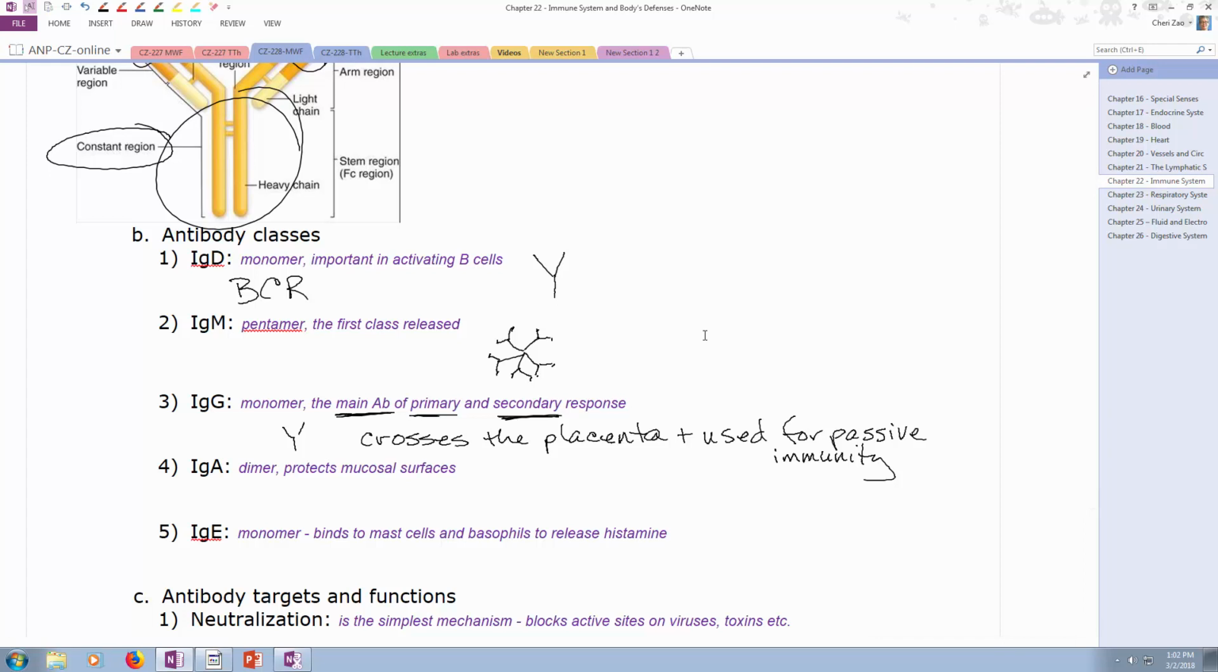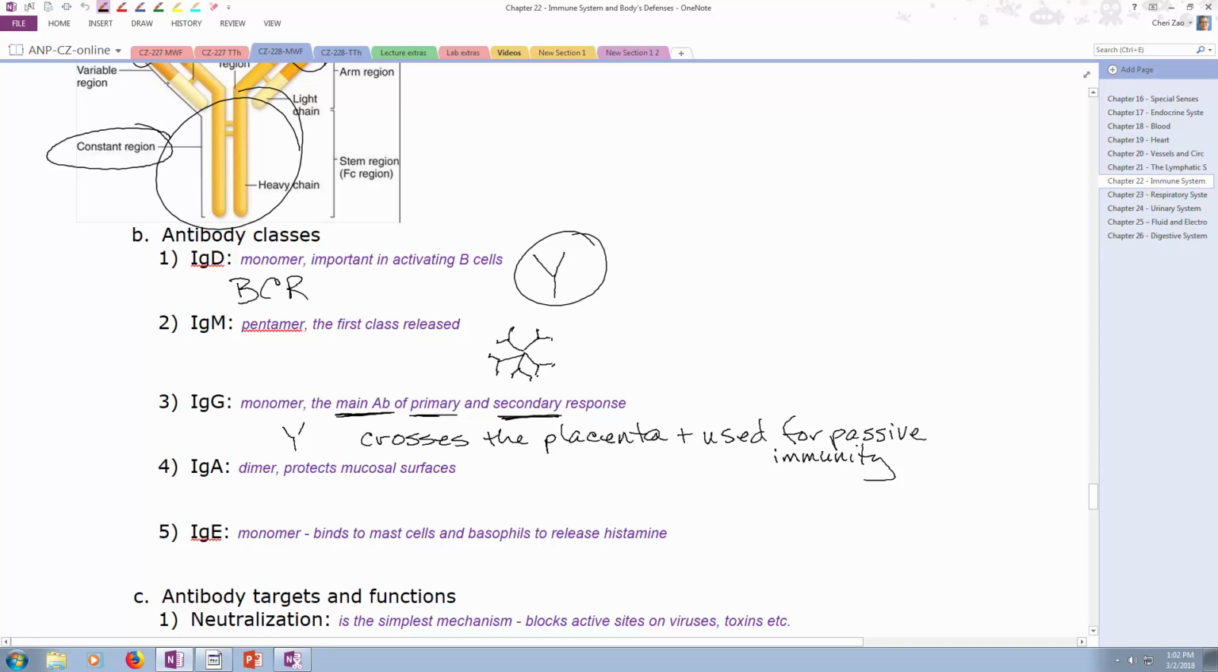Immunoglobulin D is a monomer, so we have this lovely Y here. It is very important in activating our B cells and is actually our B cell receptors. So on our naive B cell, the little Ys that we had on the surface were actually immunoglobulin D. IgM is a pentamer. It is the first class that is released during our primary immune response. We'll get a little bit during a secondary immune response, but nothing like our primary immune response.